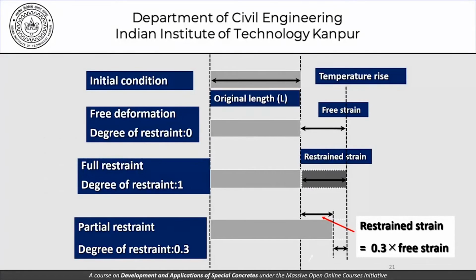And here is the final summary of what we just talked about. The initial condition is this. That is my original length L. After the temperature rise, the concrete moves somewhere here. Now, if it was zero restraint, the concrete would come back to a position somewhere here.